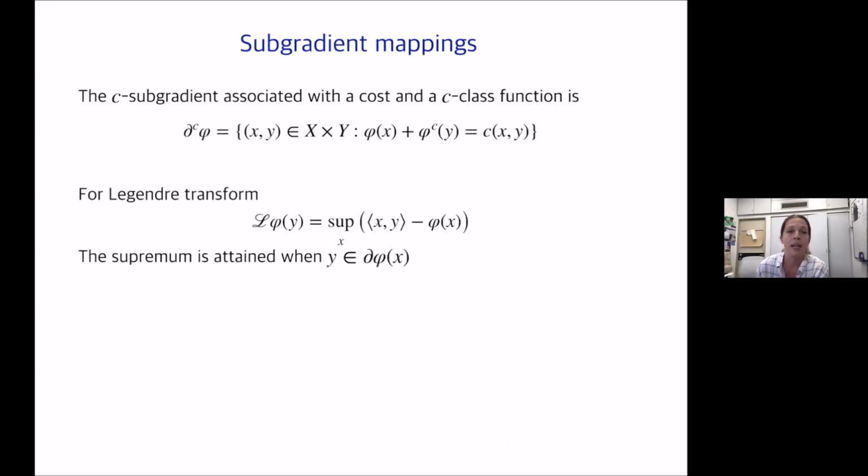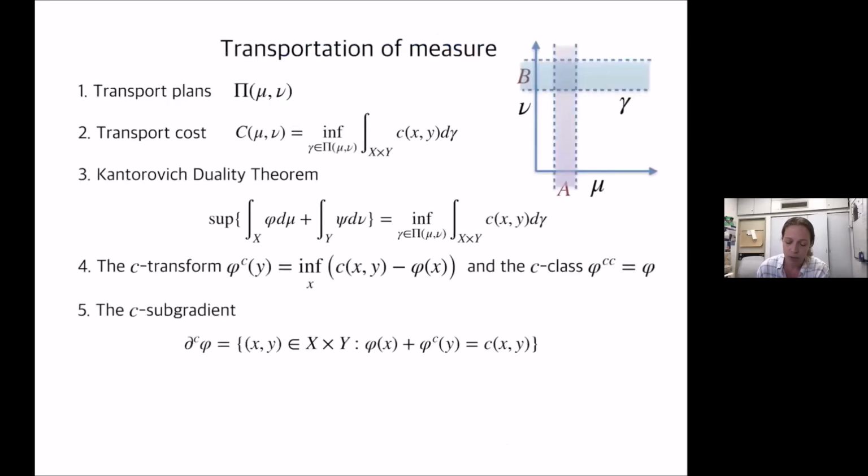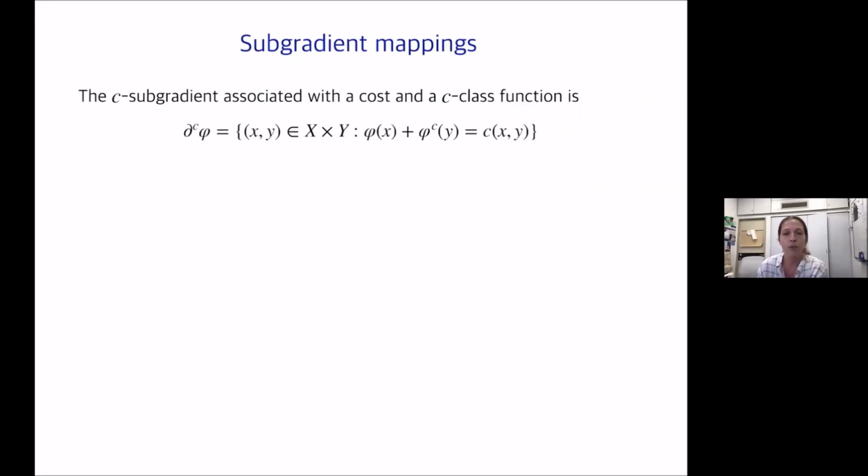Now, for Legendre transform, maybe I should say one word before. For this to be satisfied as an equality, remember the definition of phi c was the infimum of c of xy minus phi of x. So this really means that this infimum is attained at x, exactly. This is another way to think of the C-subgradient. These are all the pairs xy such that when you compute phi c of y, the infimum is attained at exactly this point x.